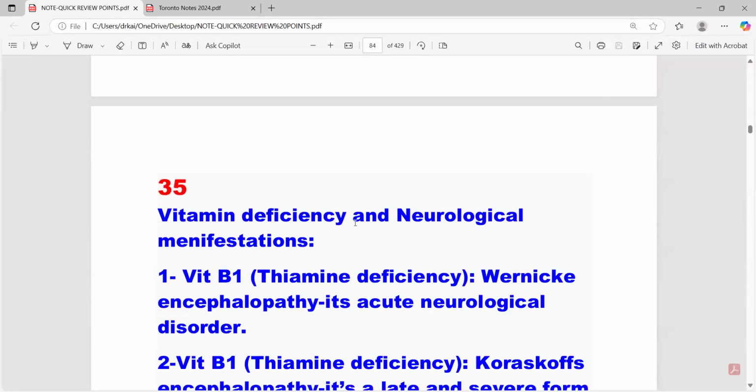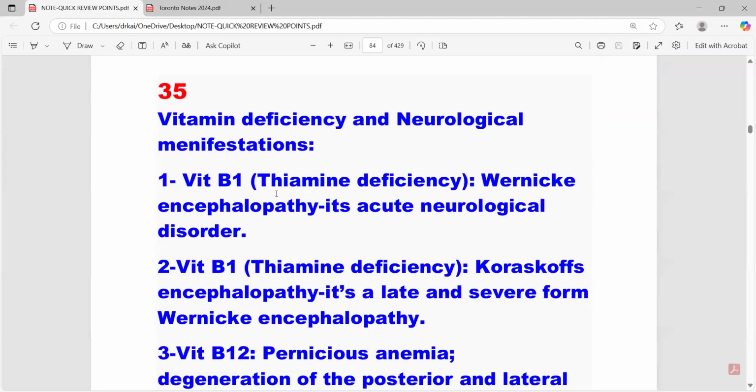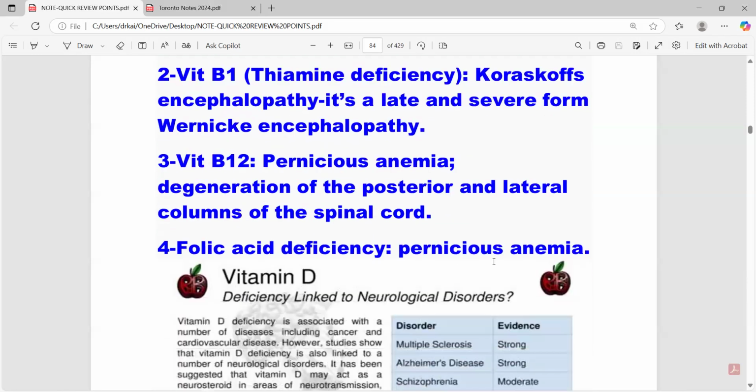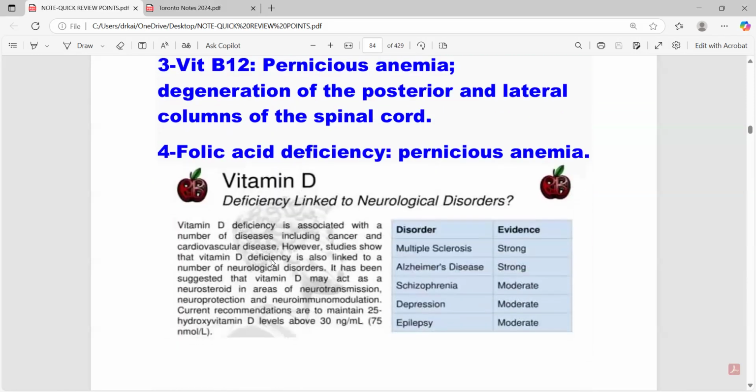Then vitamin deficiency, the neurological ones. Vitamin B1 deficiency can cause Wernicke's. Vitamin B1 can lead towards Korsakoff encephalopathy, which is a complication of Wernicke's. Vitamin B12 can cause pernicious anemia, and it's very important in NACOS. They can give you a scenario of pernicious anemia. Folic acid deficiency can lead towards anemia as well. So you can see the vitamin D. Vitamin D can also help with colon cancer as well.